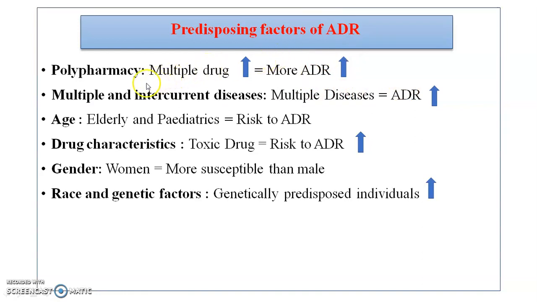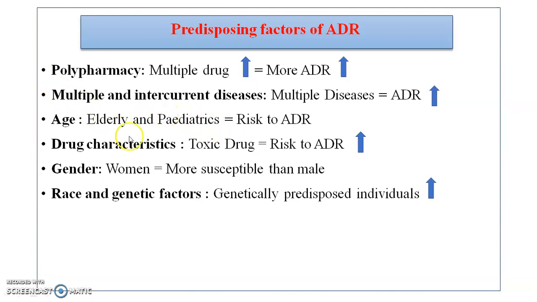The third predisposing factor will be elderly as well as pediatric patients, that is, all age groups. Elderly patients, as you all know, have a compromised immune system and compromised body surface area, and they have multiple diseases. In case of pediatric patients, the body system has not yet developed. So elderly and pediatric patients have more chances of developing adverse drug reactions, and they are more risky than adults.